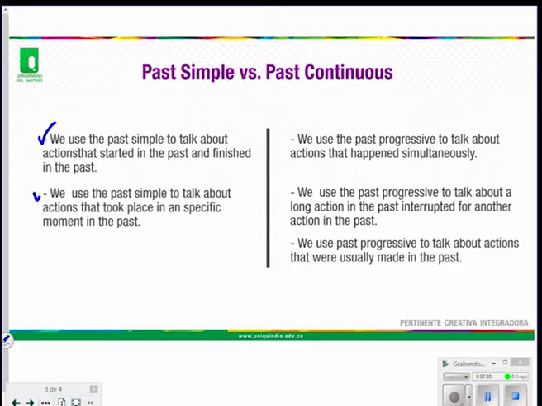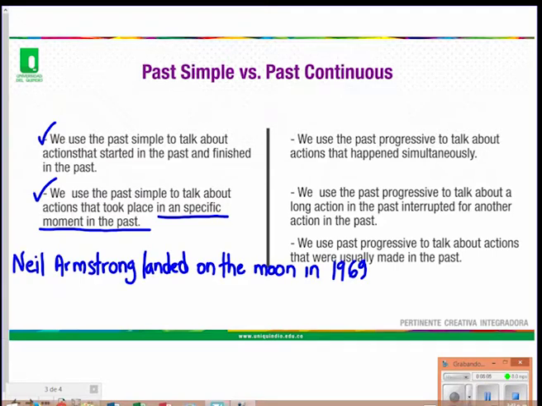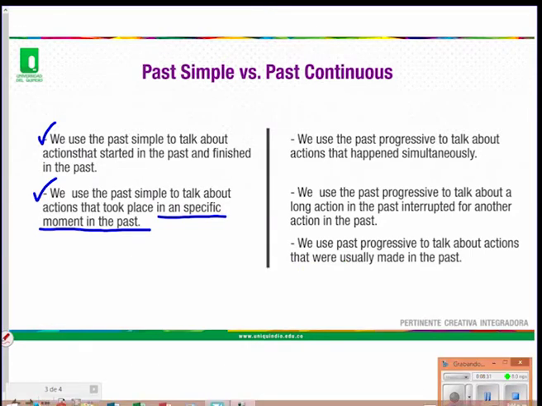We use the past simple to talk about action that took place in a specific moment in the past. For example, Neil Armstrong landed on the moon in 1969.